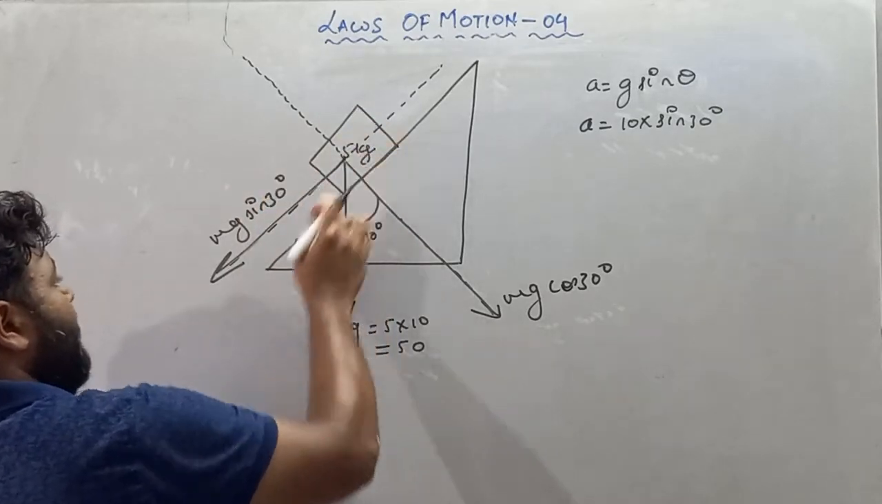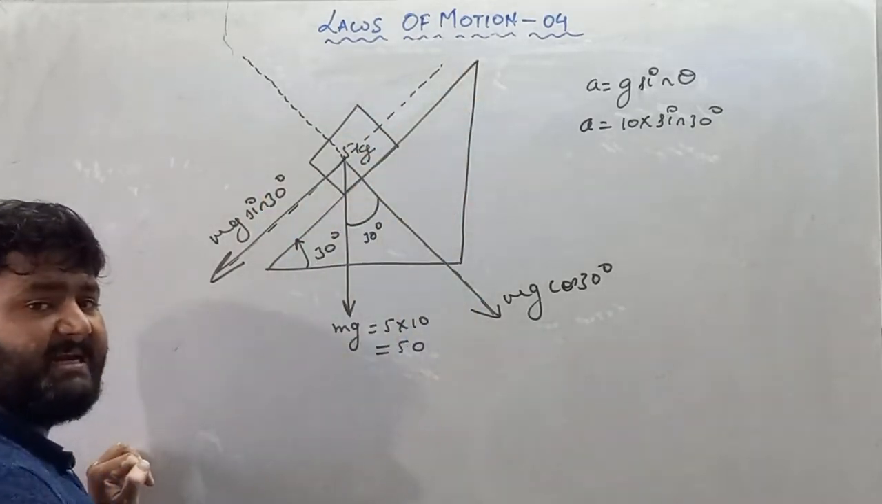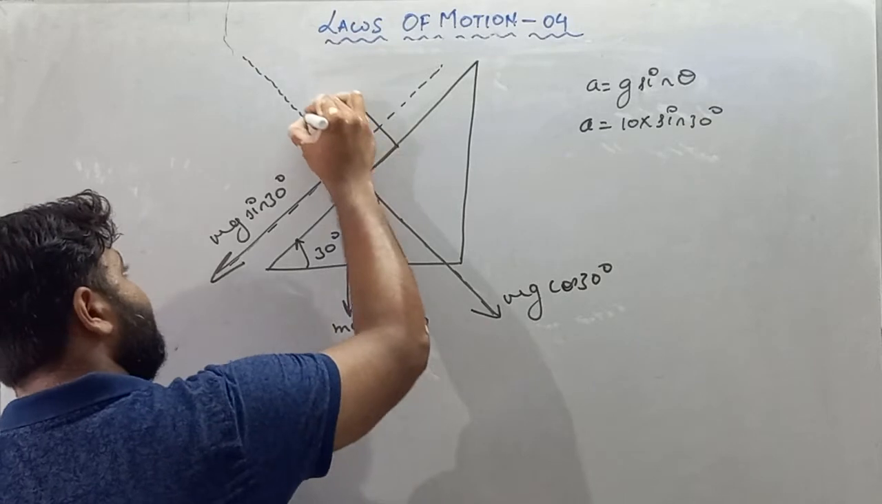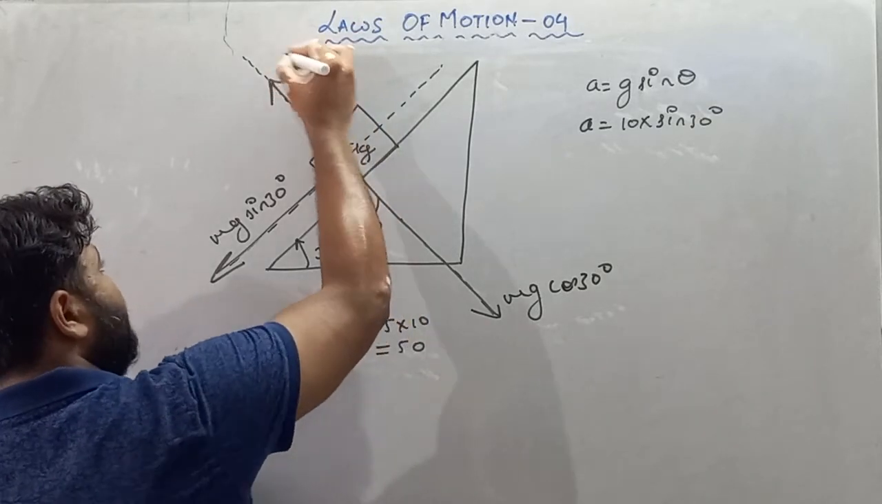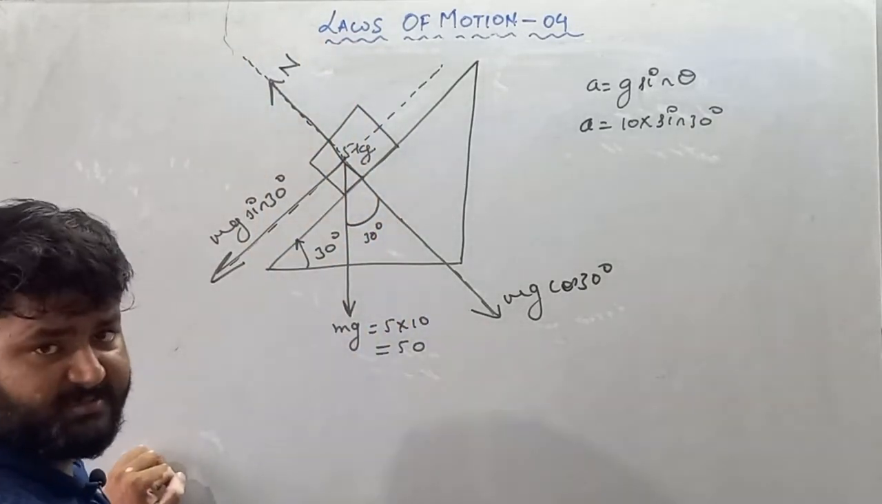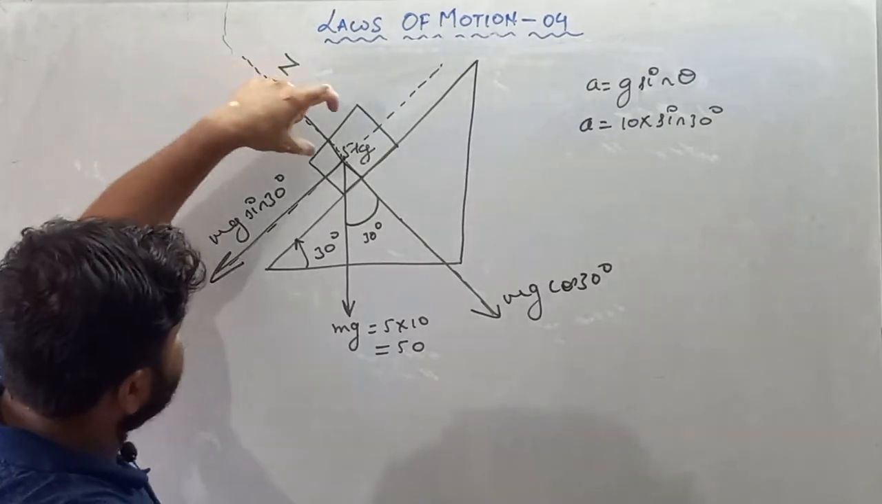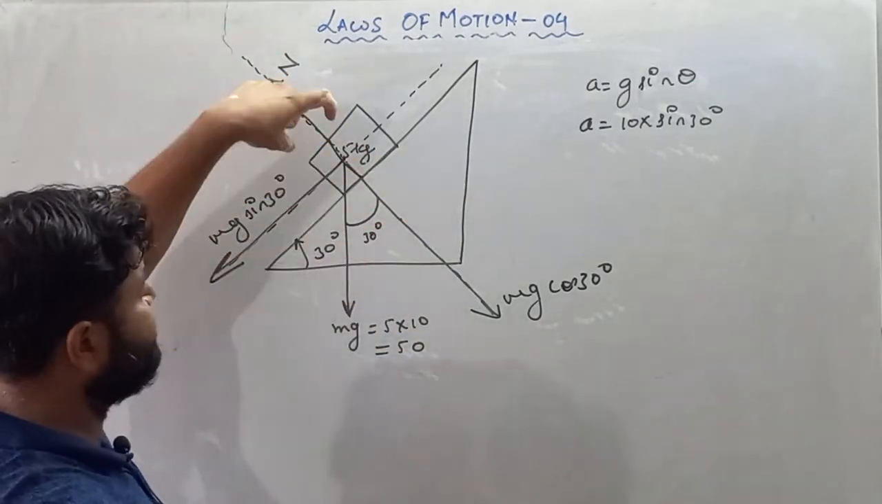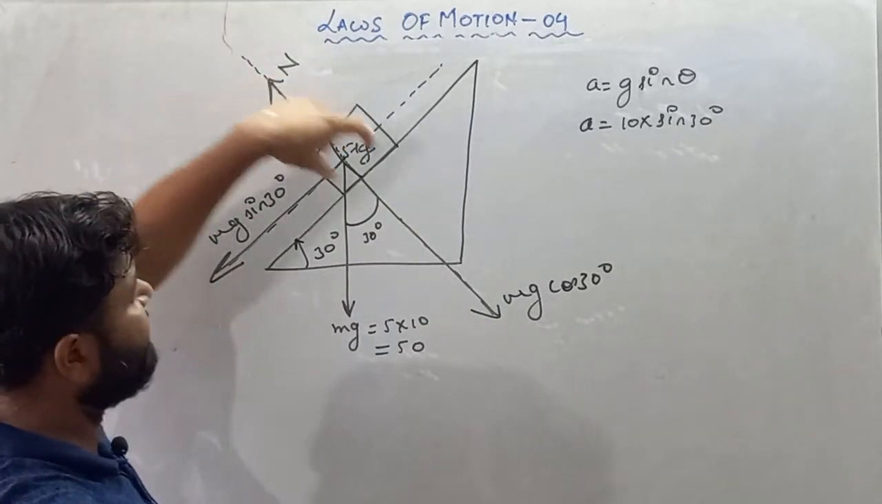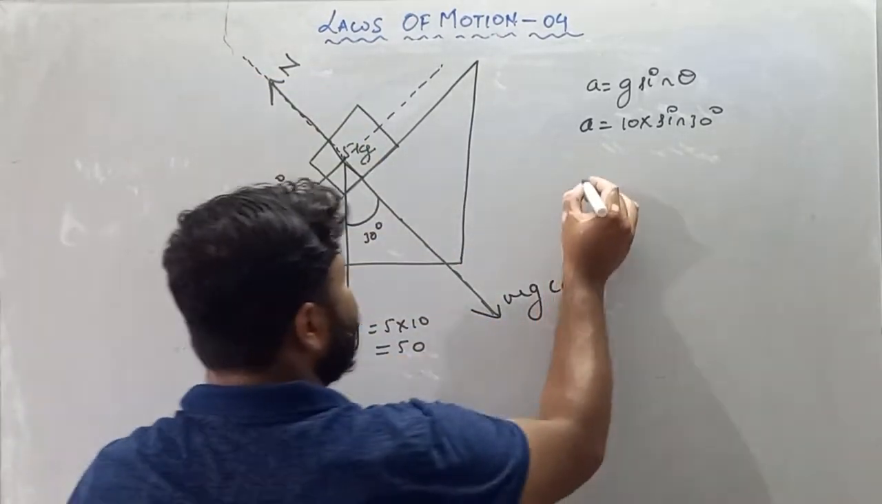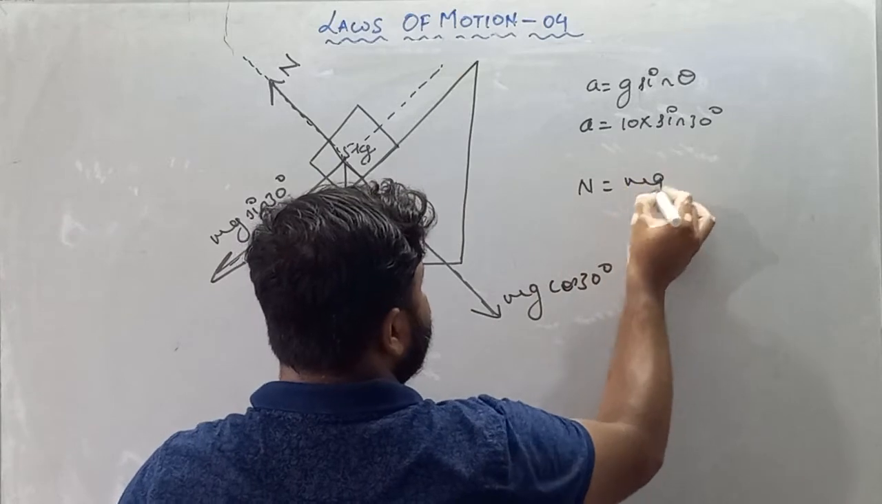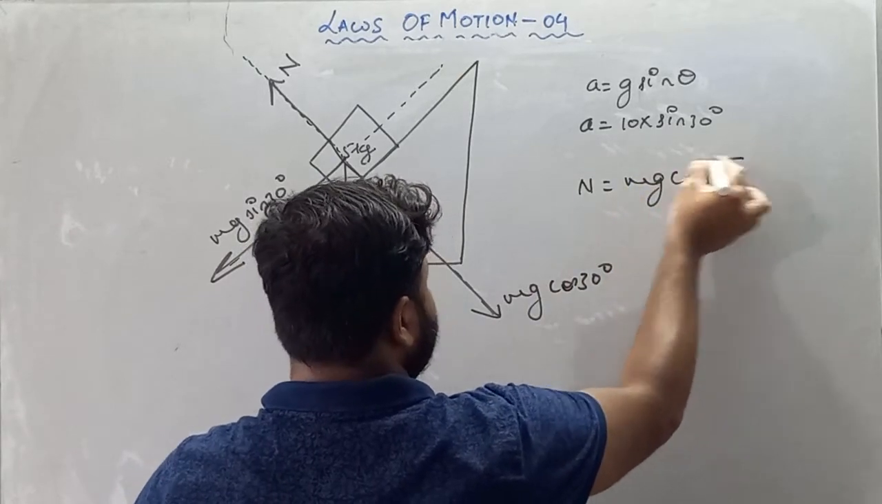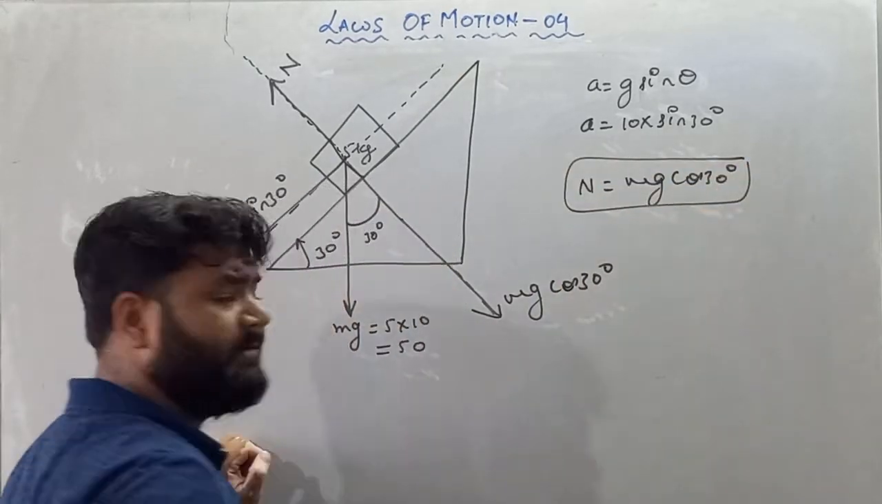Now see, the block is in contact with this inclined plane. So the inclined plane must apply a force on the block. It is the normal reaction force. Now we all know that this force and this force are in equilibrium, because it is not possible for a block to come this side or go down. So we'll say N must be equal to mg cos 30.